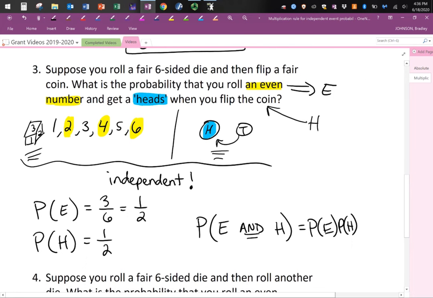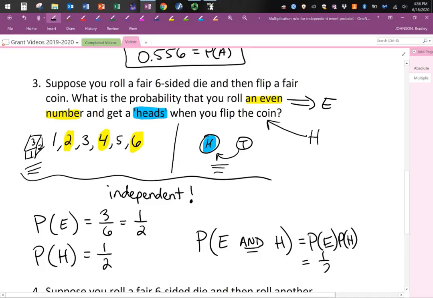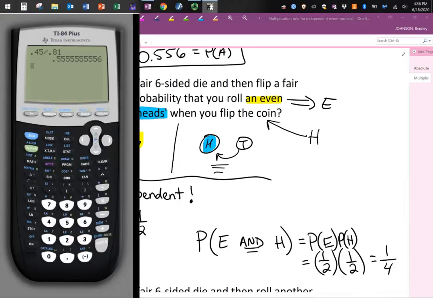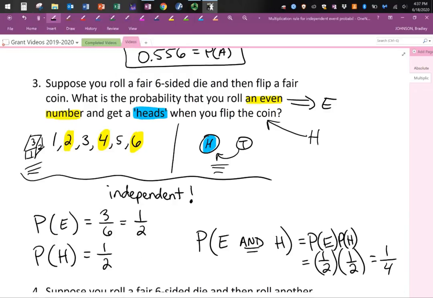So we could multiply the probability of an even, which is half, and multiply by the probability of heads, which is 1/2. And when you multiply fractions, you multiply through the numerator. So 1 times 1 is 1, and 2 times 2 is 4. Now I'll show you something cool in your calculator. If you do 1/2 times 1/2, just using parentheses, and you hit enter, 1/4 is 0.25. But if you hit the math button and you see number 1, Frac, hit enter, it converts it to a fraction for you, so you can see that nice and easily. So our probability would be 1/4.